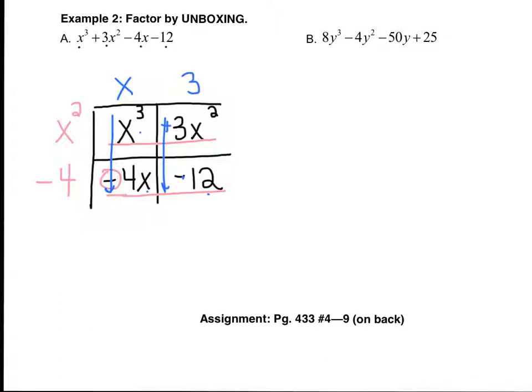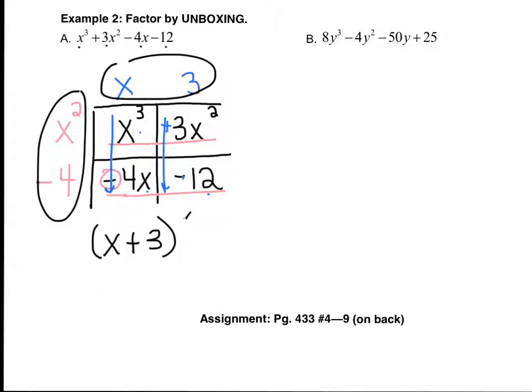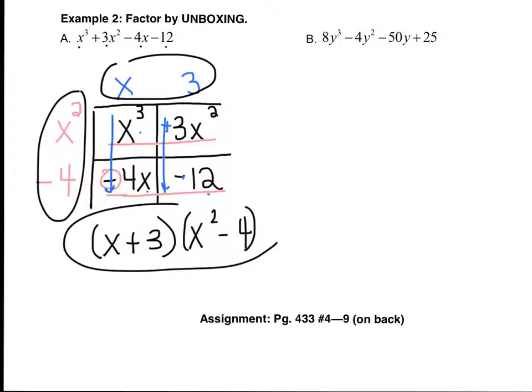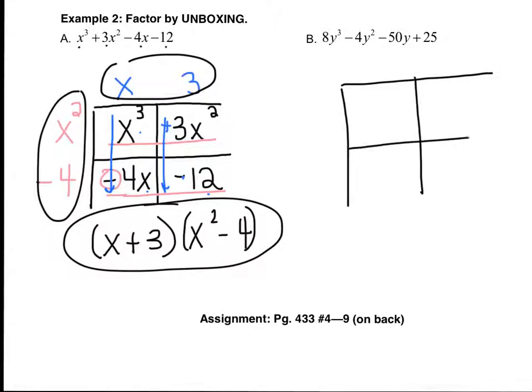So to write our final answers, we're going to take the terms on top, the x and the positive 3. That'll be our first factor. And then we'll take the factors on the side, x squared minus 4. It doesn't matter which order you write them in, as long as you have both of those. If you try doing example B by unboxing it, you'll get the same answer as example 1B. Good luck.